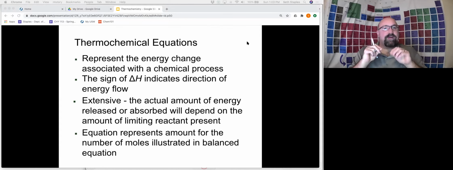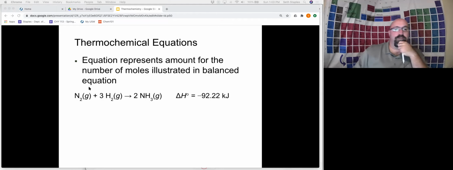The actual amount of energy that will be transferred will depend on how much of our limiting reactant we have. And the delta H in our thermochemical equation is representative of the number of moles in our balanced chemical equation.